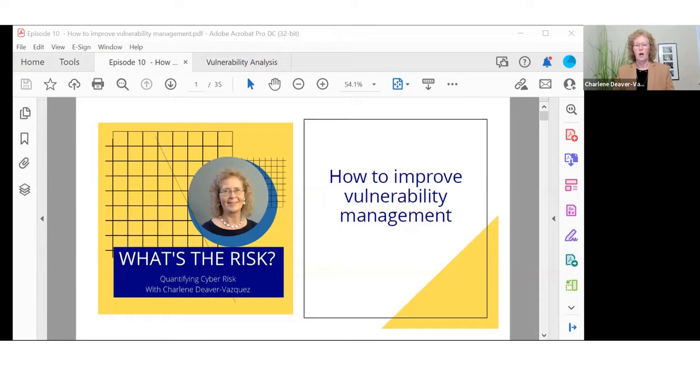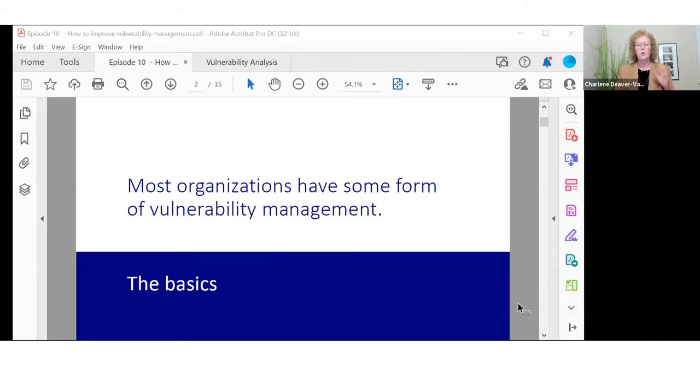Great. Okay, so in this presentation, I really just want to, as I said, focus on the vulnerability management piece of this and how we can improve it. Most organizations already have some form of vulnerability management. I get that. Depending on the size of the organization, though, that might look different.